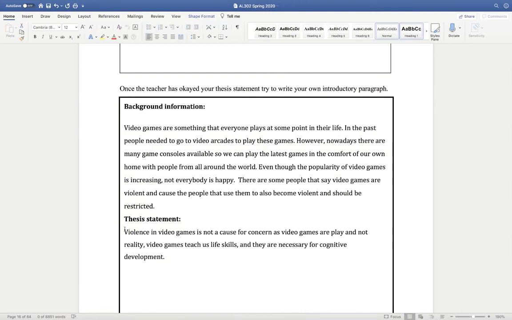Okay, and so basically that's what you'll need to do as well. In the background information, I've written a bit of a story about violence in video games, and then slowly I've come down to talk about some of the issues in video games and violence. And then in my thesis statement, I've directly talked about what I will be discussing in the rest of the essay.